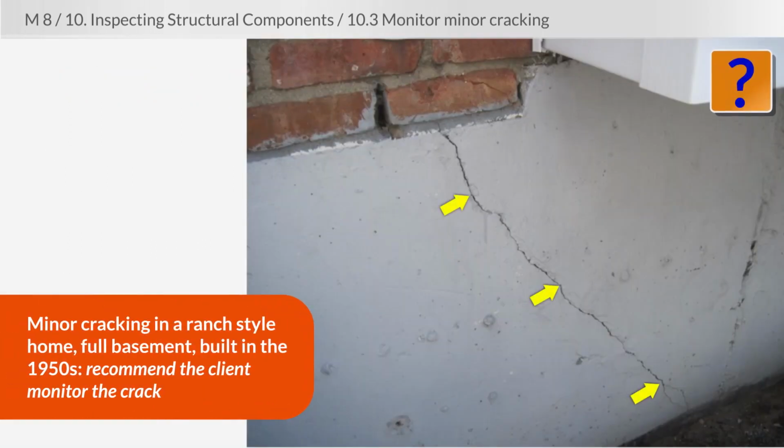Here is an example of minor cracking in a ranch-style home. It's got a full basement. It's built in the 50s. That cracking sure doesn't appear to be recent. You've been all through the home. There is no other big issue. This is a good example of when you can recommend that the client monitor the crack. I doubt seriously that it ever changes.